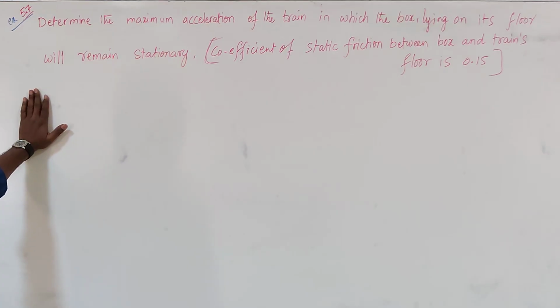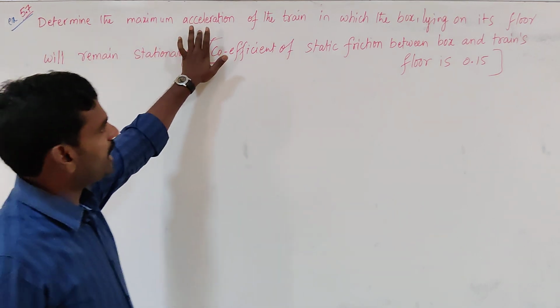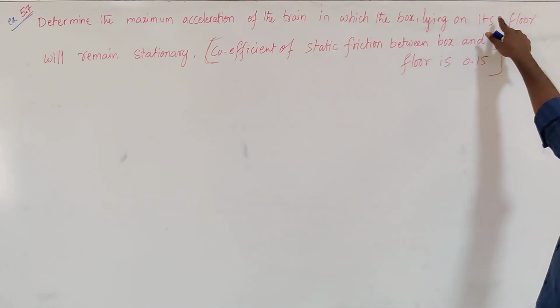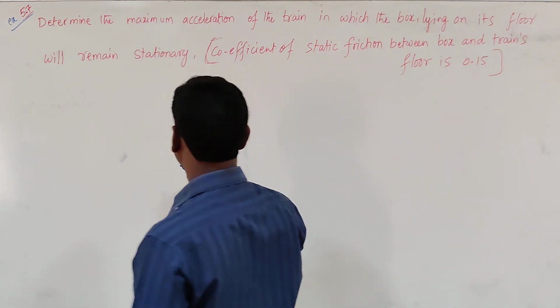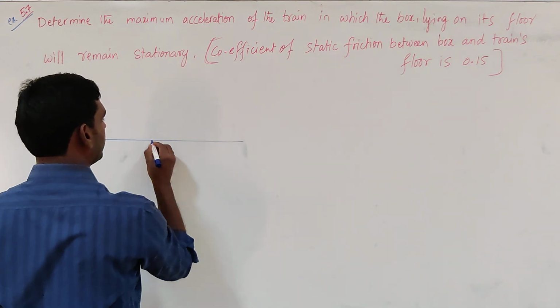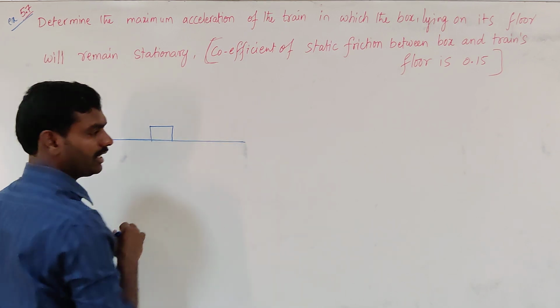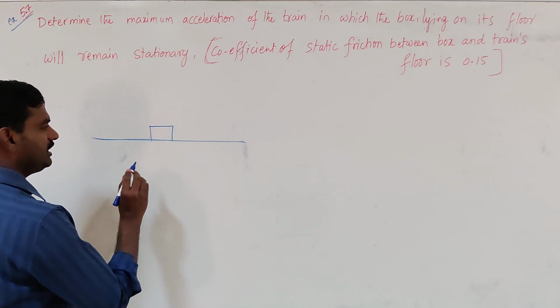Now we are going to discuss example 5.7. Determine the maximum acceleration of the train in which the box lying on its floor will remain stationary. The box lying on the train's floor remains stationary, so find the acceleration of the train. So this is our problem.